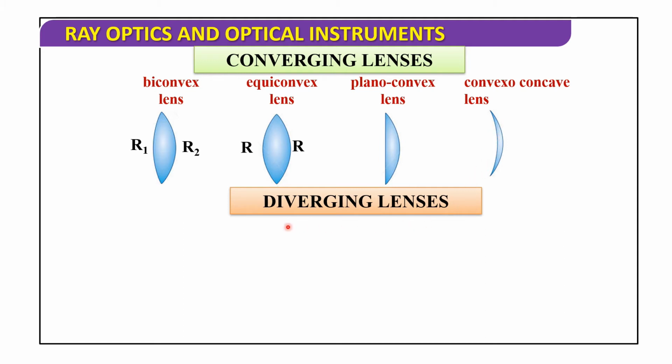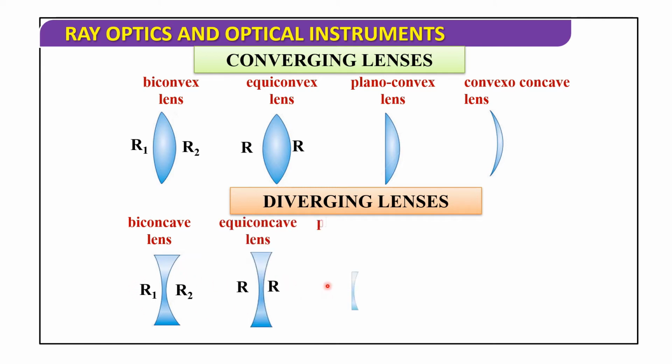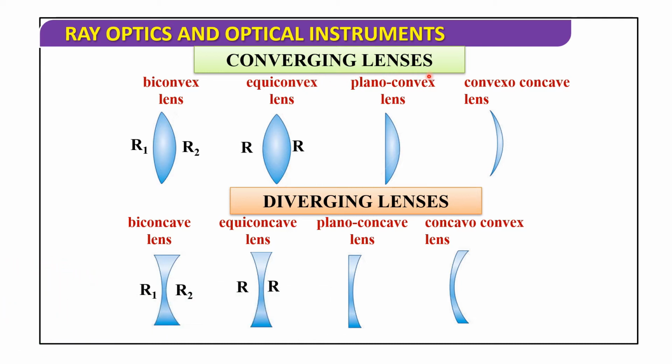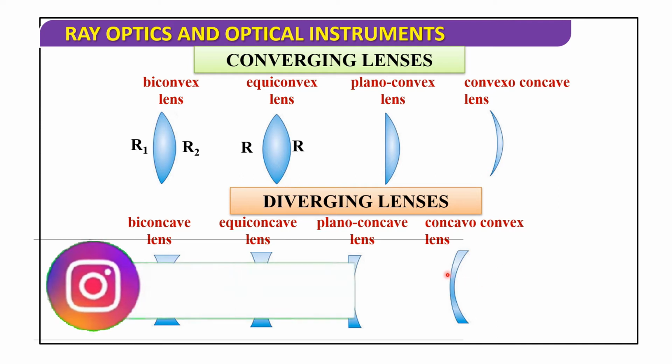Now we will discuss diverging lenses: biconcave lens, equiconcave lens, plano concave lens, concavo convex lens. So these are the diverging or concave lenses. Convex lenses are converging lenses. So the diverging lenses are biconcave lens, equiconcave lens, plano concave lens, concavo convex lens.